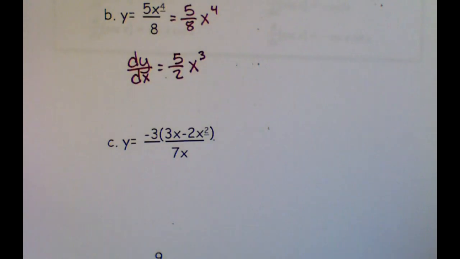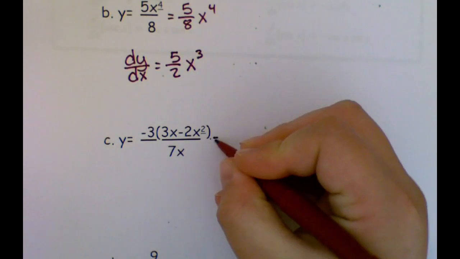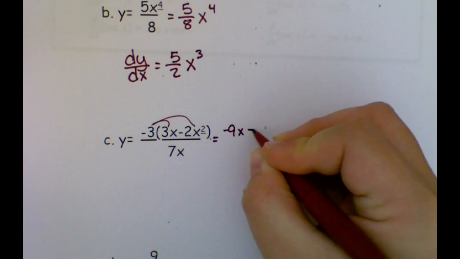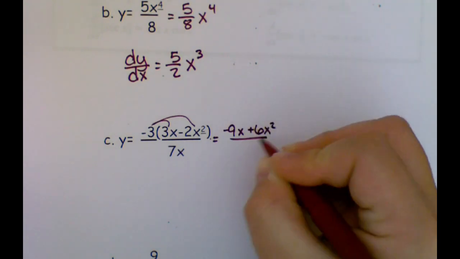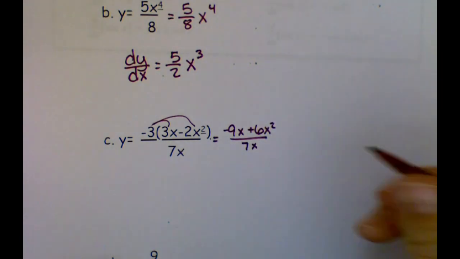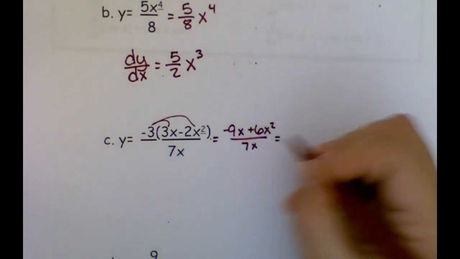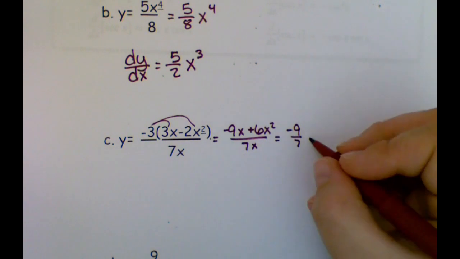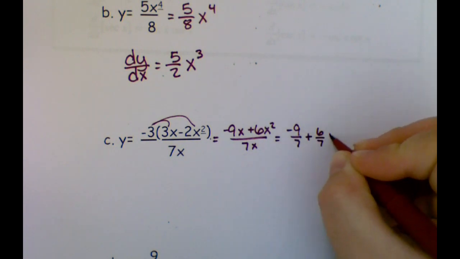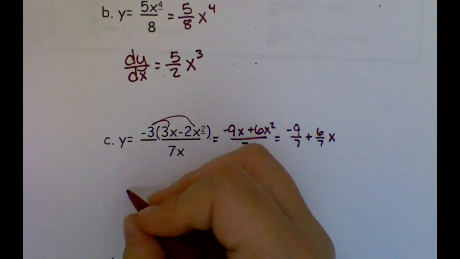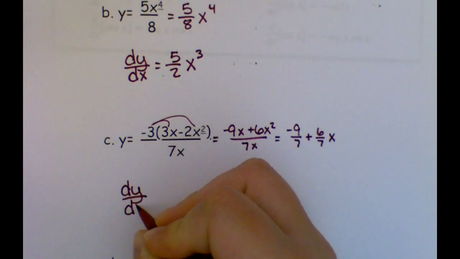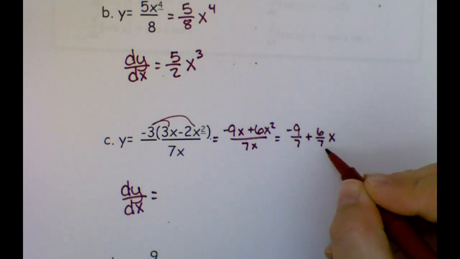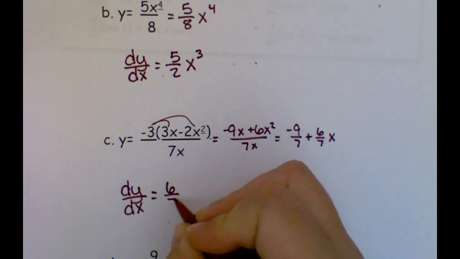And now part c looks a little wonkier. First thing we'll want to do on c is distribute the -3. So we get (-9x plus 6x squared) over 7x. But now we can simplify this again, because -9x over 7x is -9/7, and 6x squared over 7x is 6/7 x. And now my derivative, dy/dx, is very simple, because the derivative of -9/7 is 0, and the derivative of 6/7 x is just 6 over 7.